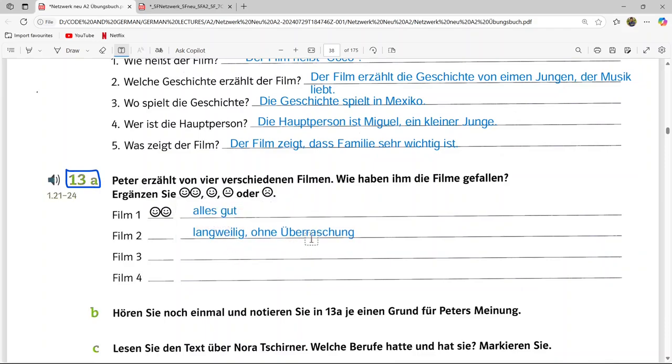Okay, it is boring and without any surprises. And the emoji is this one.